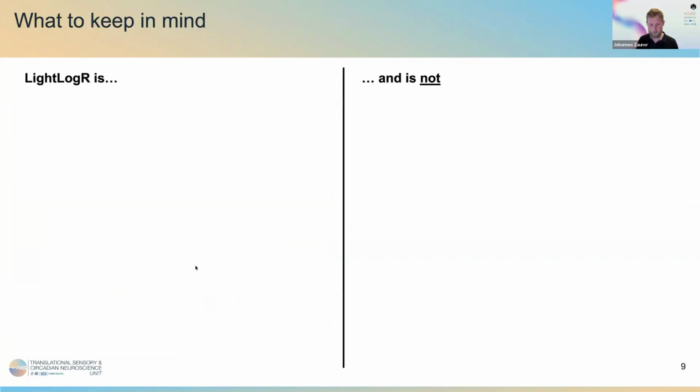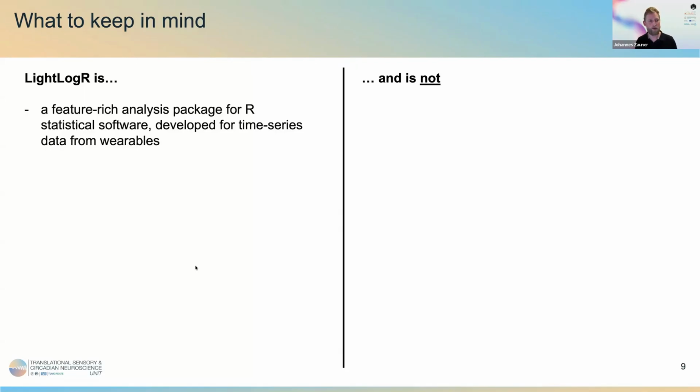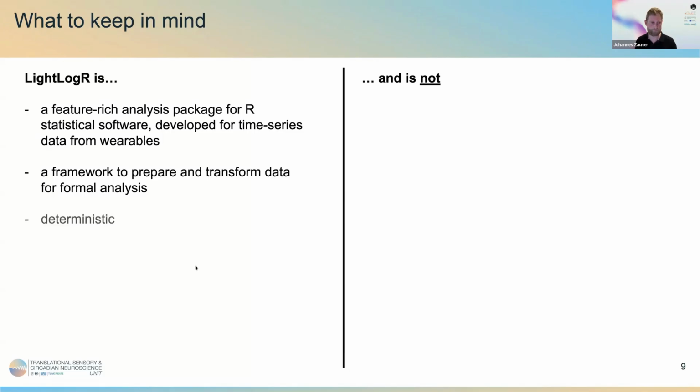And before we get into more of the documentation side of things, I think it is worth mentioning what LightLogR is and what it is not, just for you to have a little bit of expectation management going on. So we see LightLogR as a feature-rich analysis package that is developed for time series data from wearables, and it is a framework to prepare and transform your data in order to make the formal analysis. It is deterministic, so you are going to get the same outputs every time when you put the same data with the same commands in.